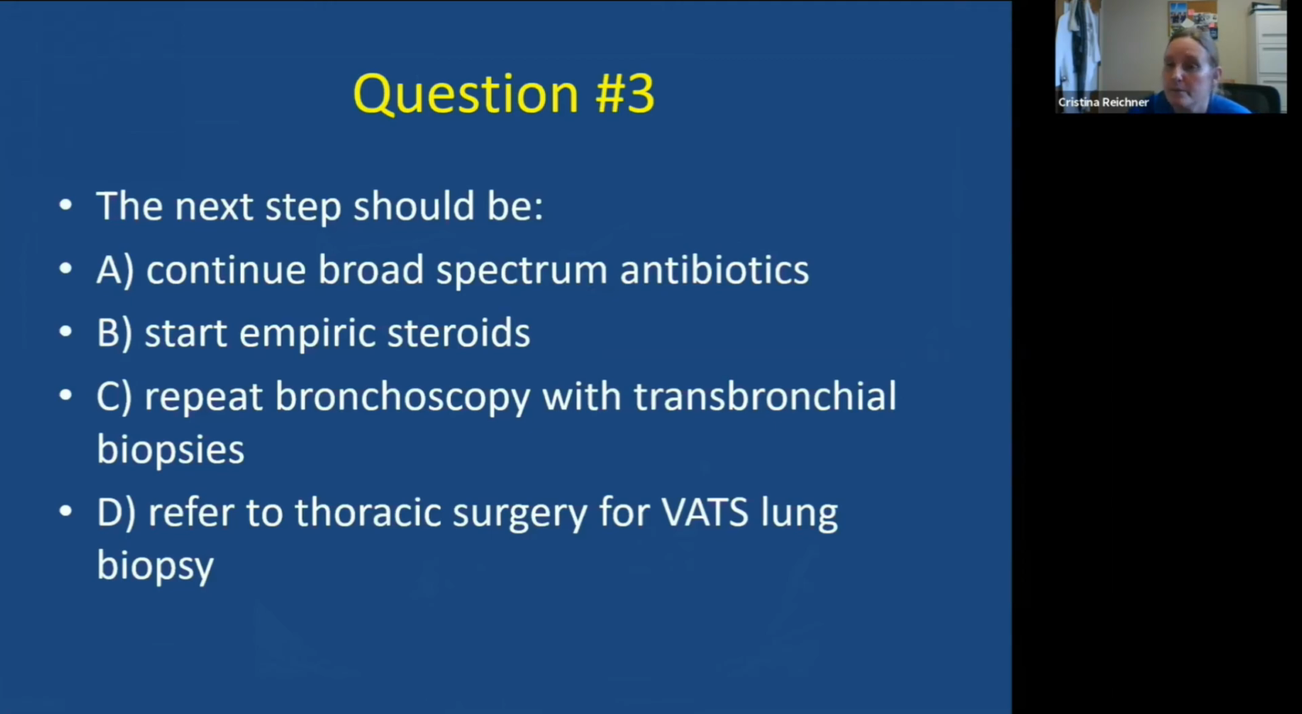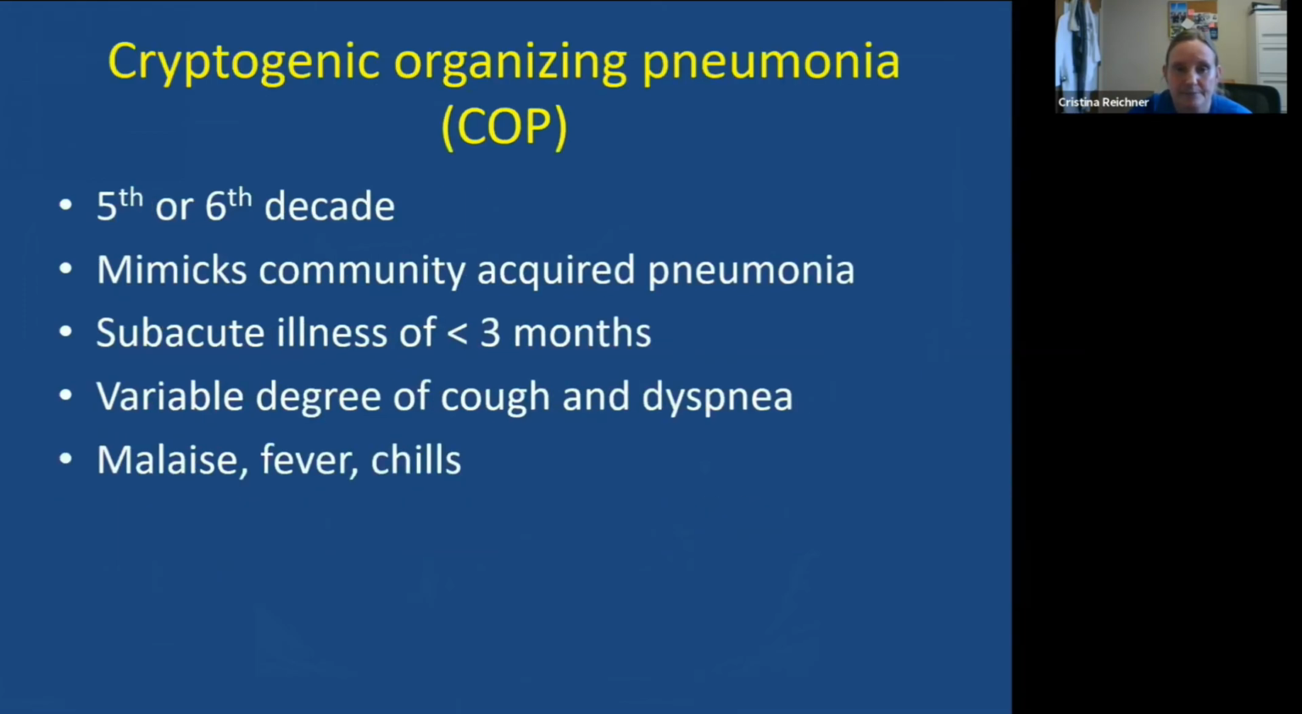So she's been on antibiotics before and really hasn't improved, so A is probably not the answer. B, we sometimes do, I'll be honest with you, but we always hesitate a little bit when we don't know exactly what they have. You could do bronchoscopy. You may or may not get the answer, but if you really want to know for sure, then you would send her for a VATS lung biopsy.